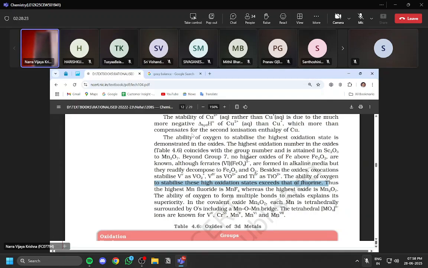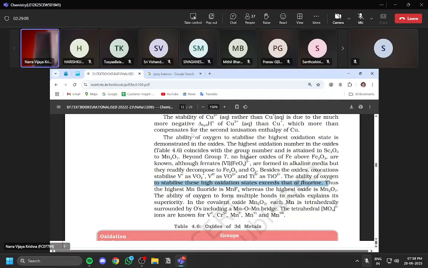Higher oxidation numbers in the oxides coincide with the group number and are attained from scandium to manganese. Beyond group 7, no higher oxides of iron above Fe2O3 are known, although ferrites, already we discussed this point or not? In the alkaline medium, it disproportionates. Now, besides the oxides, oxocations stabilize the vanadium +5 state. Minimum one oxygen is necessary to exhibit higher oxidation states. Clear?